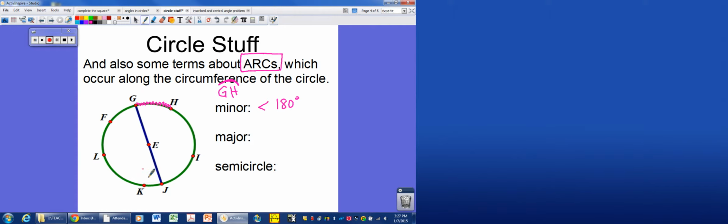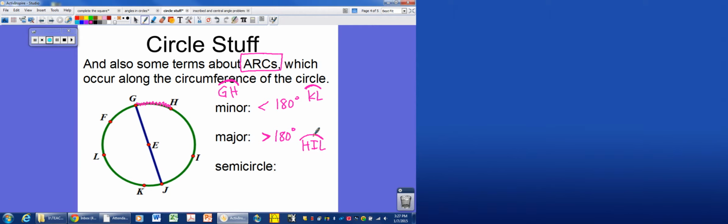Okay, so there's a minor arc. Also, K to L is an example of a minor arc, arc KL, and some other ones. Okay, a major arc has a larger than 180 degrees. Okay, the major arc is bigger than 180 and usually has 3 letters, like from H to I to L.